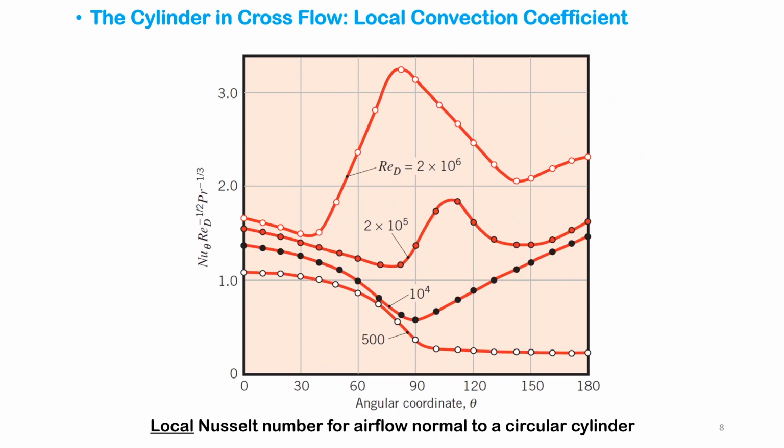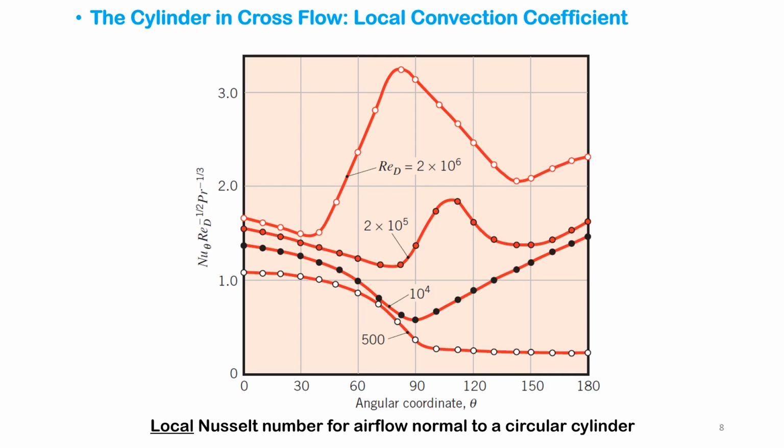So as you can imagine, the Nusselt number, which is indicative of the local heat transfer coefficient, varies very non-linearly. It depends on the angle, because the velocity changes with angle. So depending on the Reynolds number, we may get different trends.